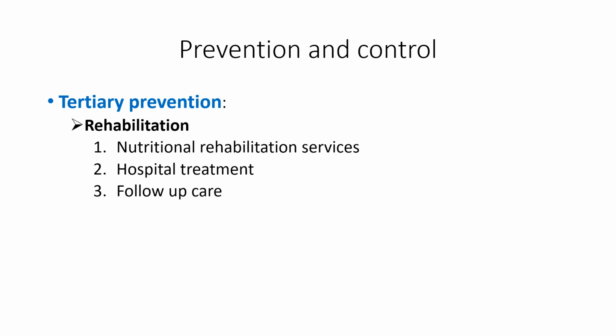Next is hospital treatment, that is again for severe forms of malnutrition. If there is recurrent diarrhea, severe malnutrition, then again the child has to be admitted and treated accordingly. And follow-up care. Follow-up care is done by the peripheral healthcare workers. Like I said, the ASHA workers, the ANMs, they visit the homes, they follow up for the children who are discharged from the hospitals or the nutritional rehabilitation centers, so that their growth is monitored, so that they do not fall back again into malnutrition, and thereby the child can gain adequate weight.